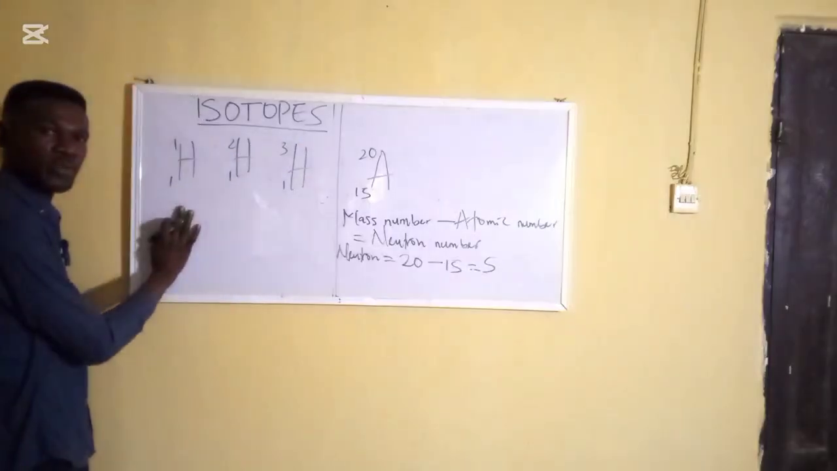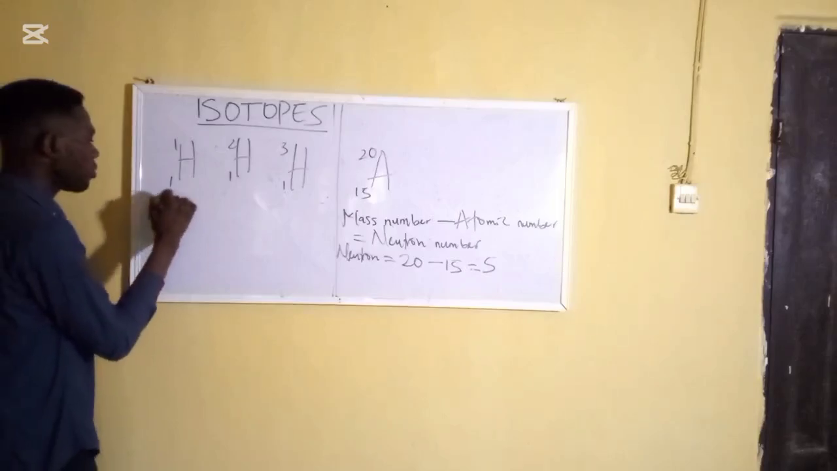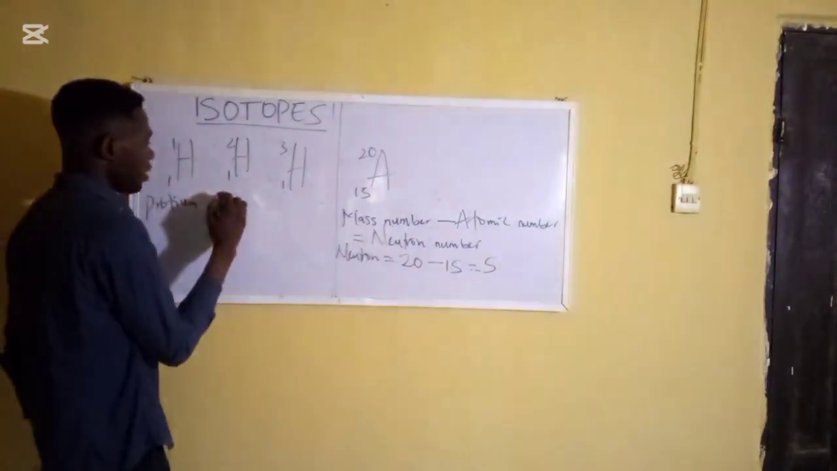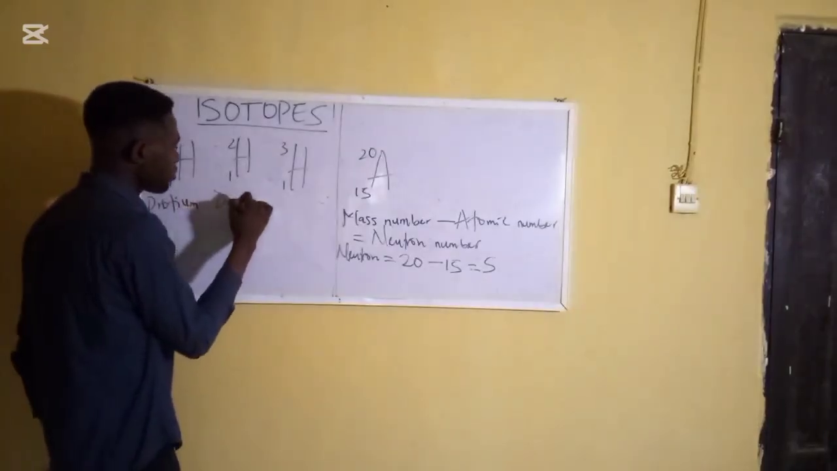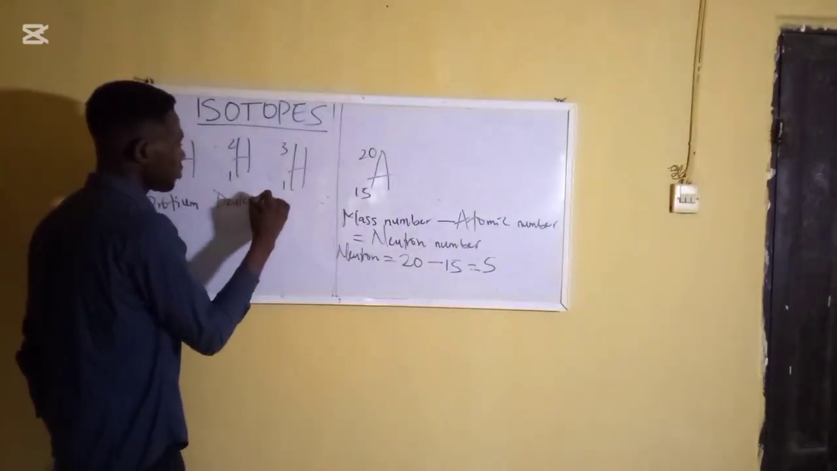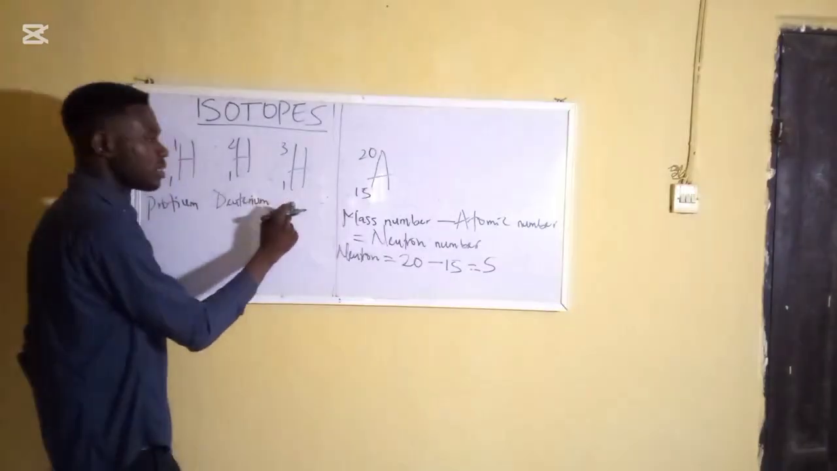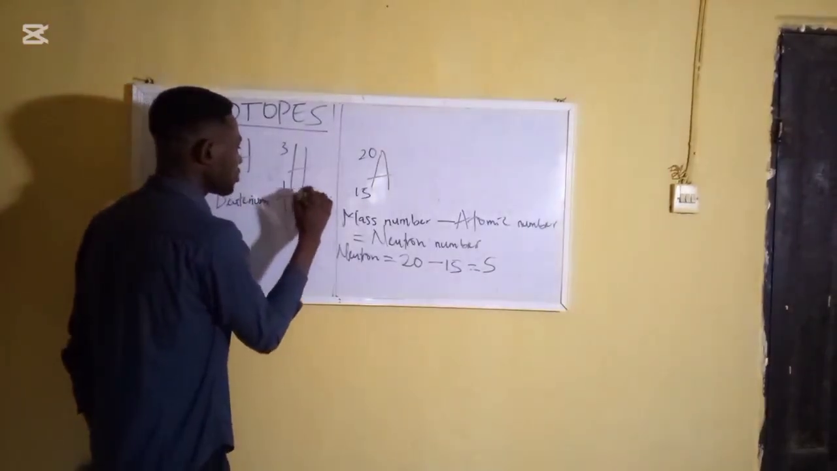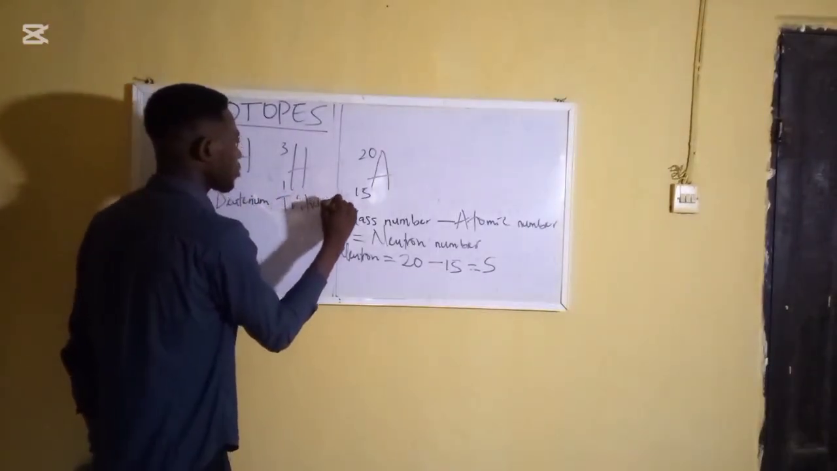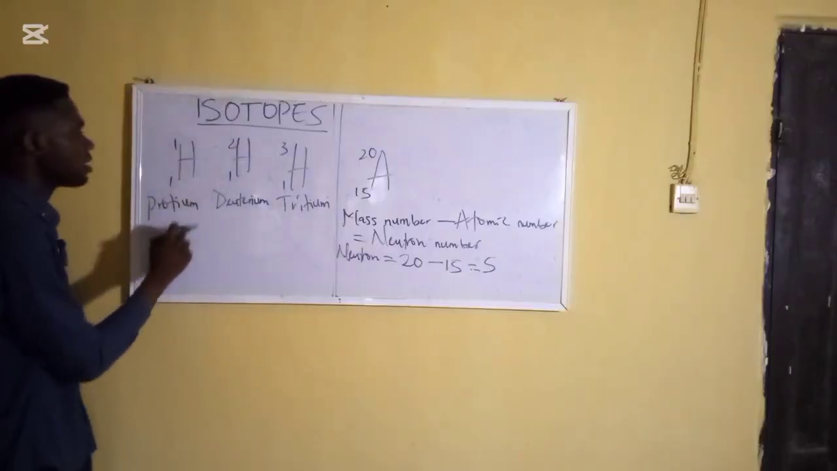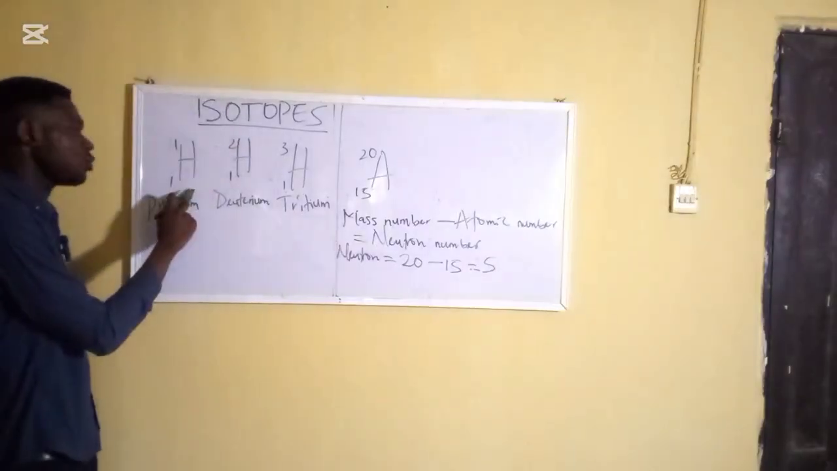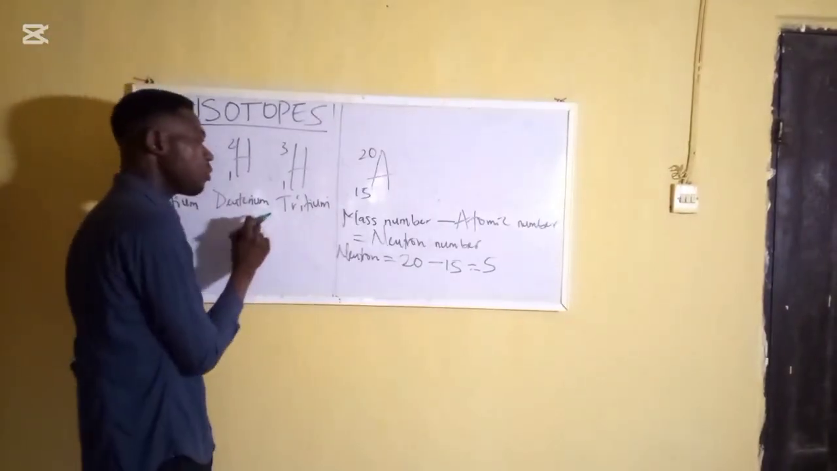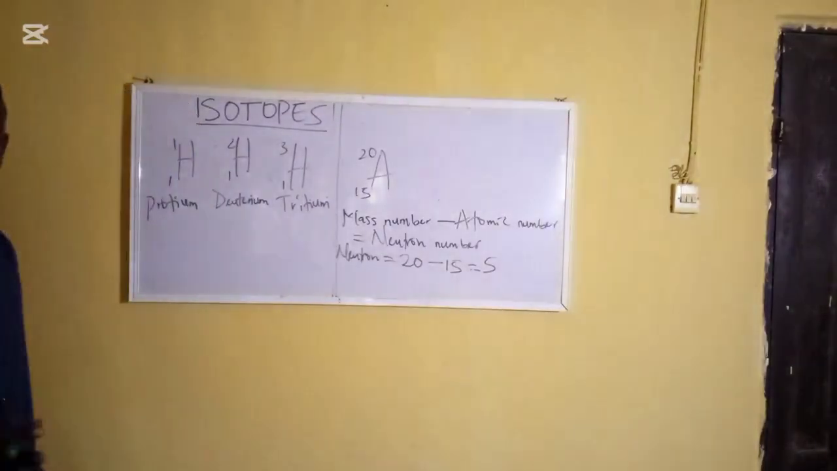This is the first isotope of hydrogen, which is regarded as protium. This is the second one, regarded as deuterium. And this is the third isotope of hydrogen, which is regarded as tritium. Now, this particular one is said to occur more in nature, but deuterium and tritium are said to be radioactive.